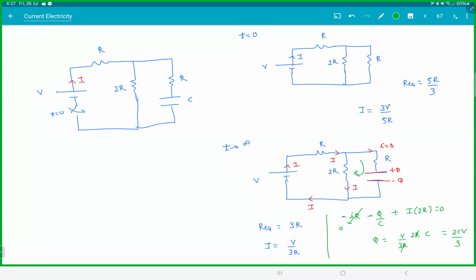Assume the charge Q on the capacitor, and in that branch, make the current 0. It's an open circuit, right? It doesn't mean there is no capacitor. The capacitor is there. It will just act like an open circuit. So don't take any current in the branch, but take charge on the capacitor. Clear? You can just apply Kirchhoff's loop law in that, and you'll get the answer.